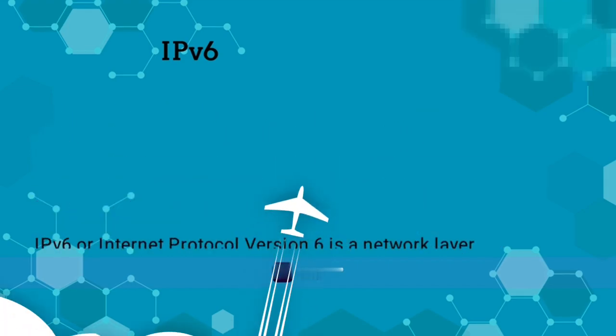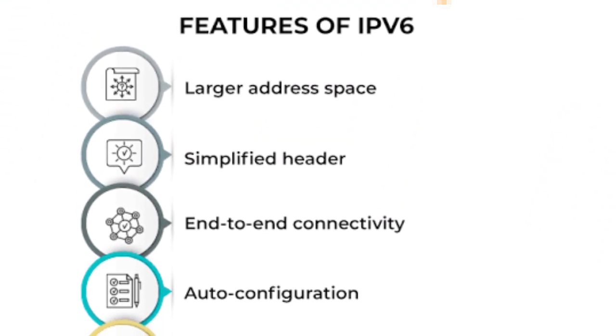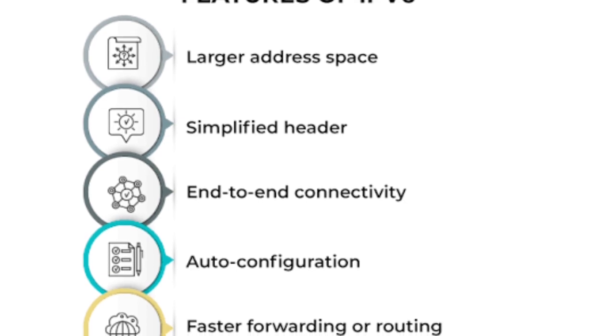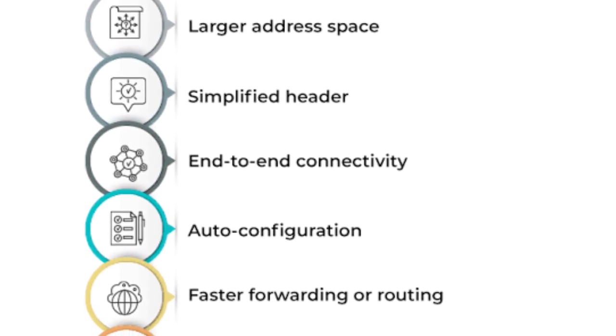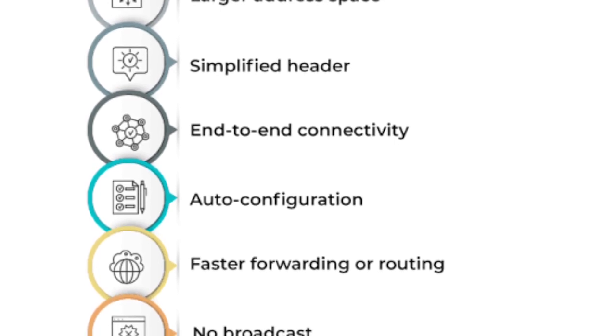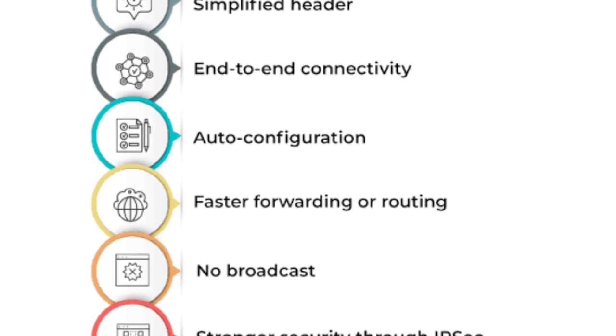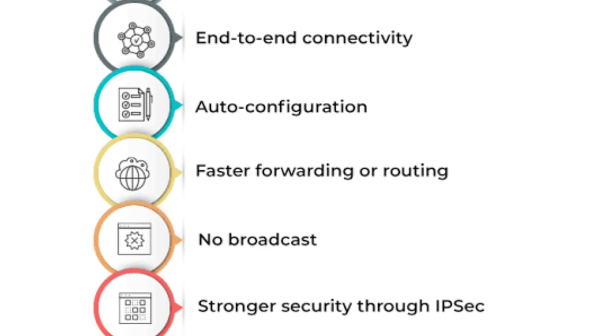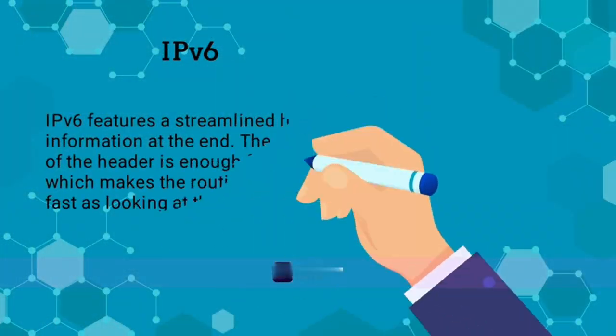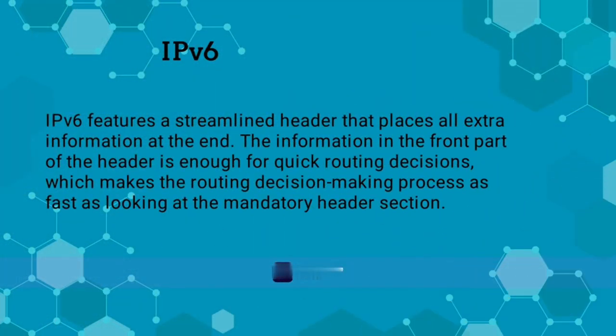The mobility features allow hosts such as mobile devices to remain connected to the same IP addresses even when roaming in different locations. This is made possible by taking advantage of IP addresses, automatic IP configuration, and extension of headers. Faster forwarding or routing for IP version 6 features a streamlined header that places all extra information at the end. The information in the front part of the header is enough for quick routing decisions, which makes the decision making process as fast as looking at the mandatory header section.